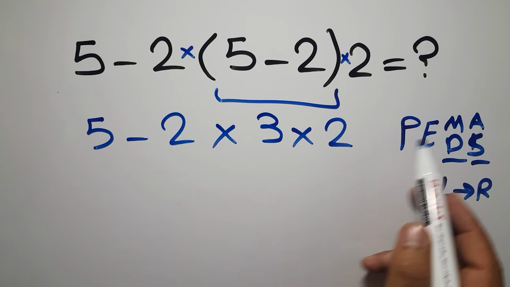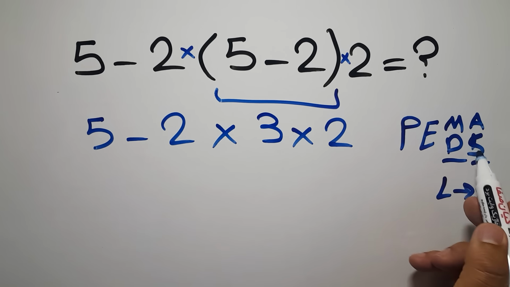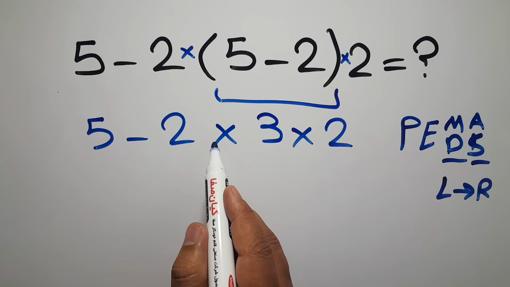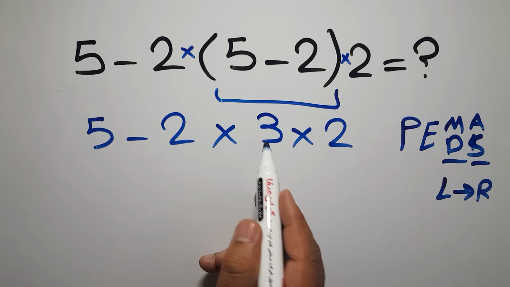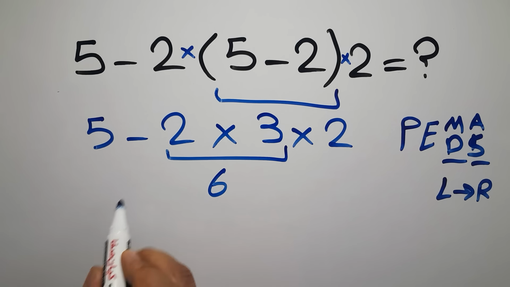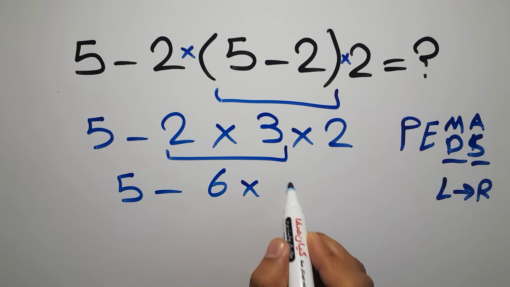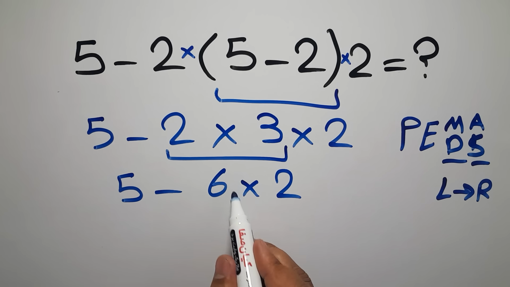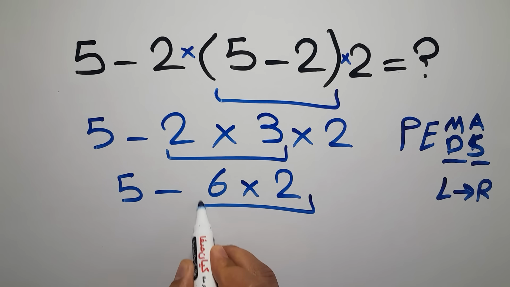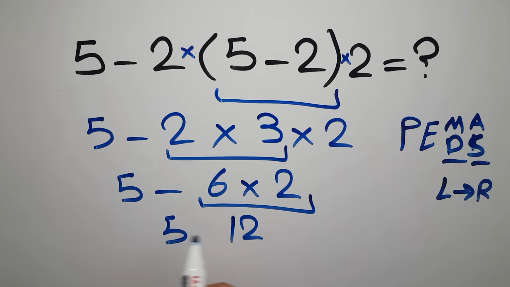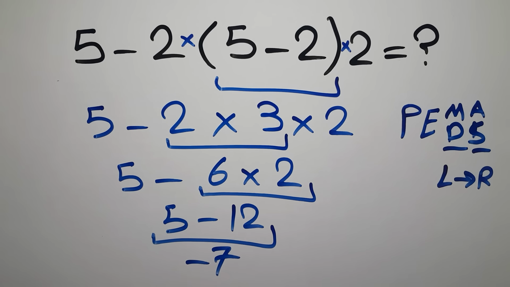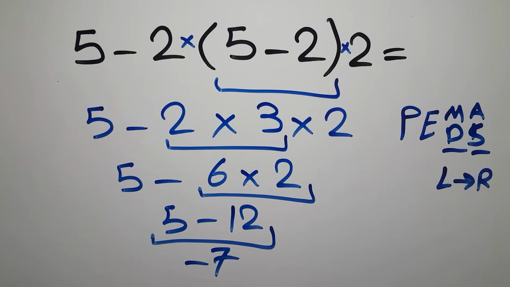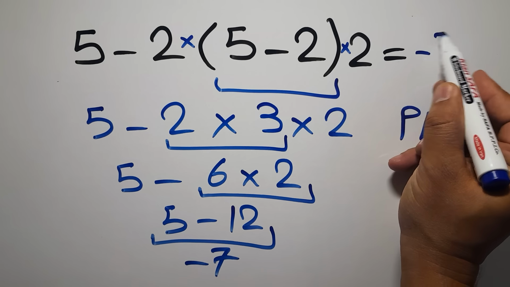According to the PEMDAS, multiplication comes before subtraction. So now, we have to do this multiplication. Okay? 2 times 3 gives us 6. So 5 minus 6 times 2. Now, we do this multiplication. 6 times 2 gives us 12. And 5 minus 12 gives us negative 7. And this is our final answer to this problem. The correct answer is negative 7.